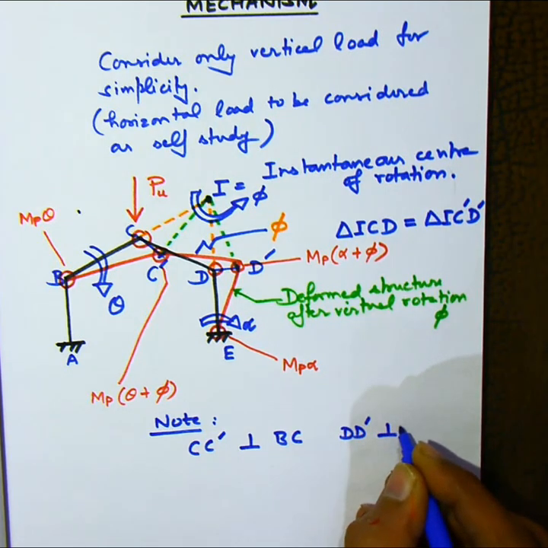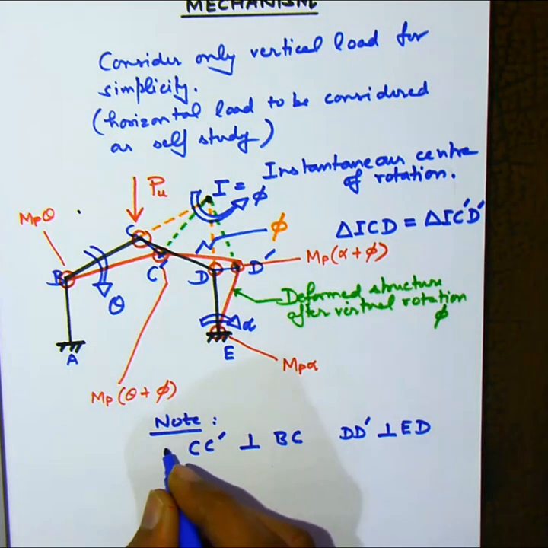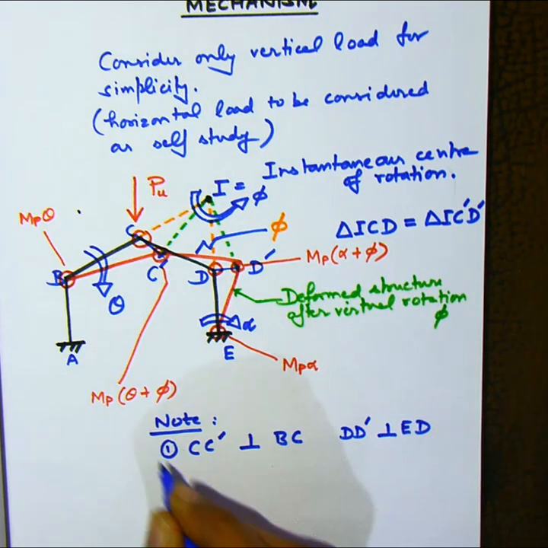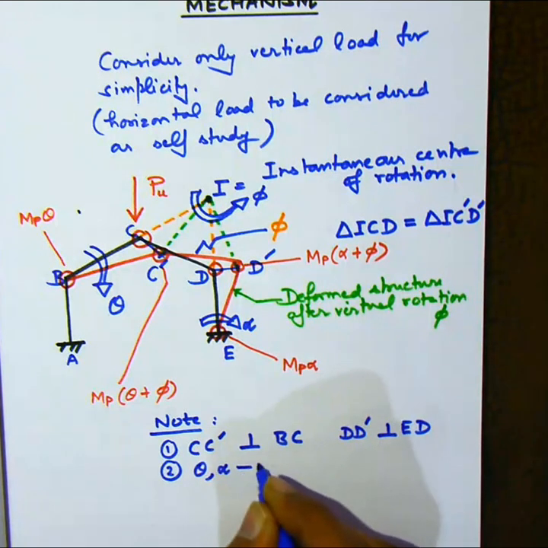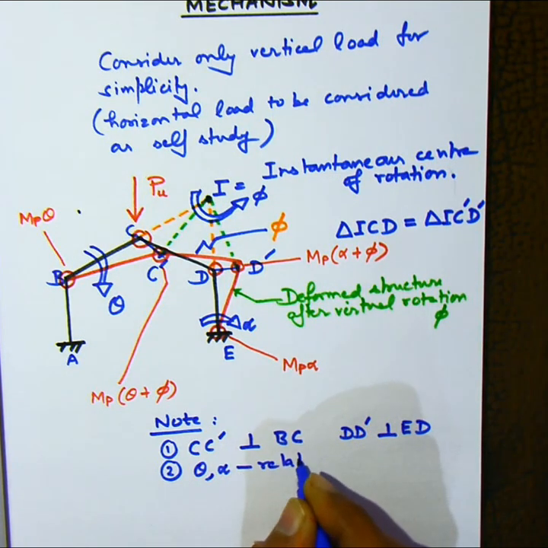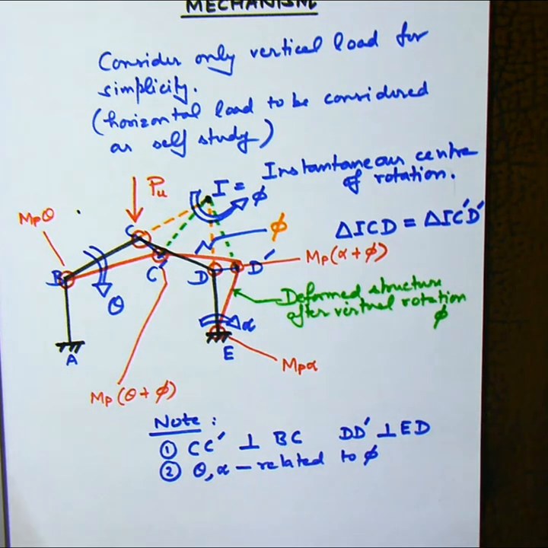So let's continue further. Note that we have already stated CC dash is normal to BC and DD dash is normal to ED. So theta and alpha are to be related to phi. Let's do that. All we need is just the information of trigonometry for this purpose.